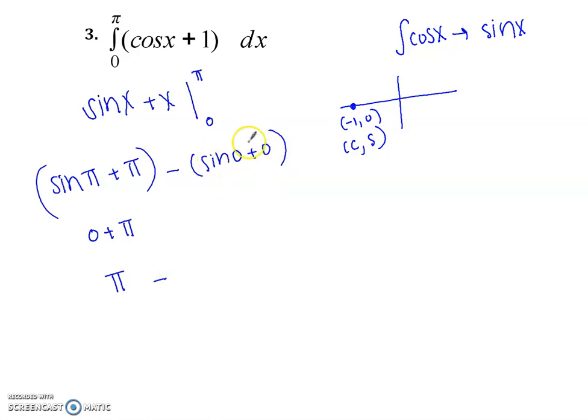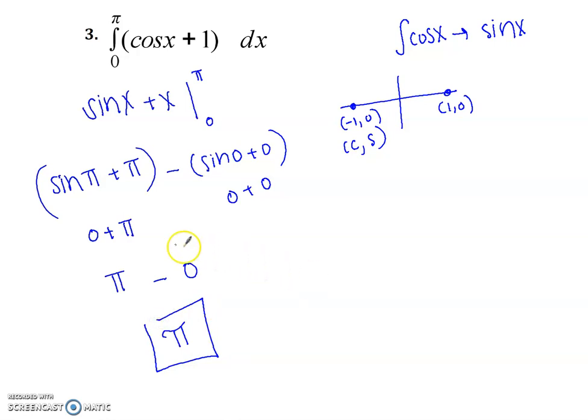And then I'm going to subtract whatever I get here. If I look at 0, which is on the right side, that's 1, 0. My sine value is still 0. So sine of 0 is 0, plus 0. So 0 plus 0 is just going to give me 0. So pi minus 0 is just going to be pi.